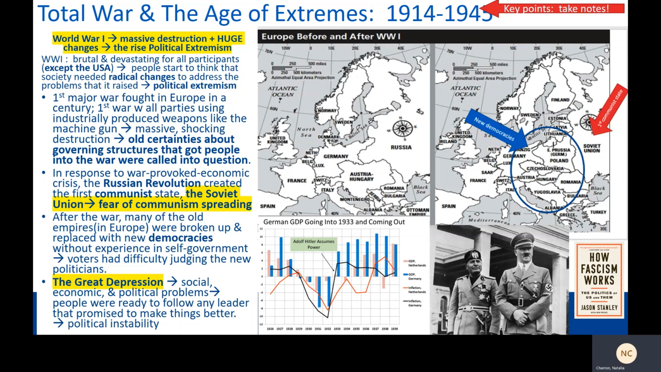In these states, voters didn't always have an easy time judging new politicians, which meant that some of them were likely to be swayed by extremist politics. And then finally, you had the Great Depression 10 years after World War I, which caused huge social, economic, and political problems worldwide that were drastic enough that people were ready to follow any leader that promised to make things better, which led to political instability and the rise of extremist politics. So go ahead and pause the slide here and get in your notes the cause and effect between World War I and political instability.